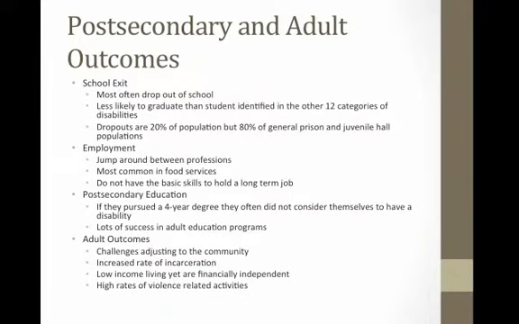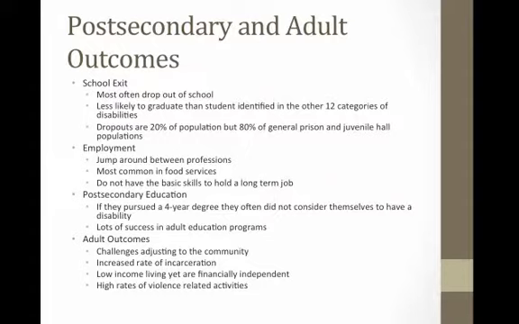So after high school, EBD students, because many of them struggle within high school, their school exit, employment, and post-secondary education is skewed. Most oftentimes, EBD students will drop out of high school, and they are less likely to graduate than students identified in the 12 other categories of disabilities. The dropouts are 20% of the population, but 80% of the general prison population. So students often have this trail towards prison because of their EBD issues.